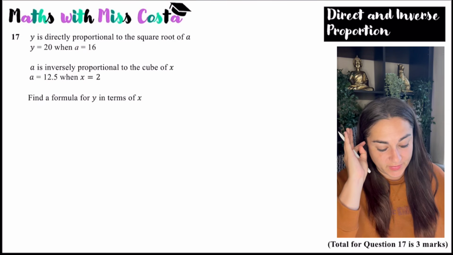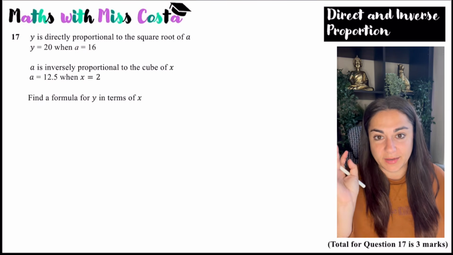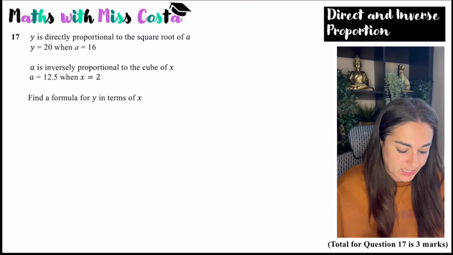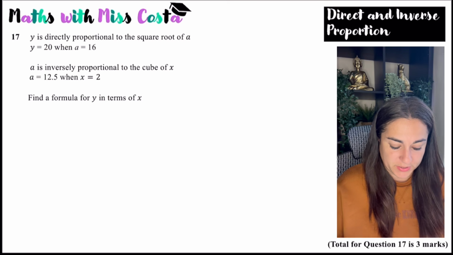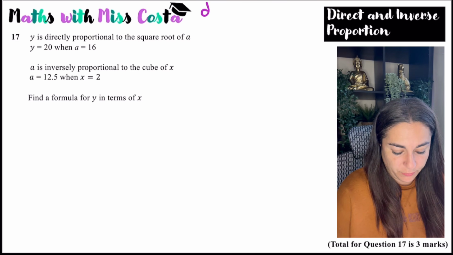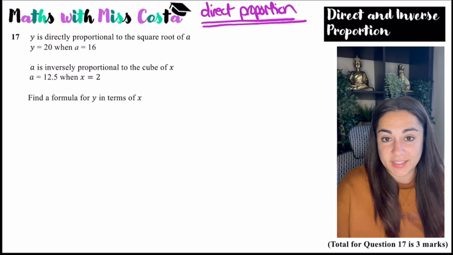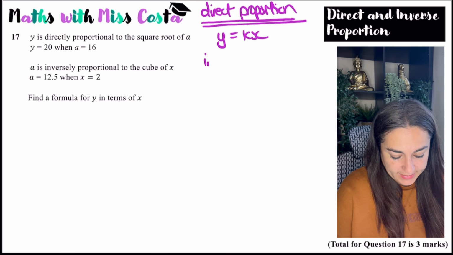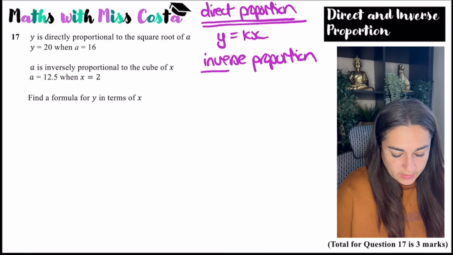Okay, so here we've got a slightly tricky direct proportion and inverse proportion and creating a formula question. So it's combining direct proportion, inverse proportion, and a little bit further. So let's have a look at what is happening. It's really helpful if you remember your direct proportion and your inverse proportion general formulas. So the general formula for direct proportion would be y equals kx, and the general formula for inverse proportion is y equals k over x.